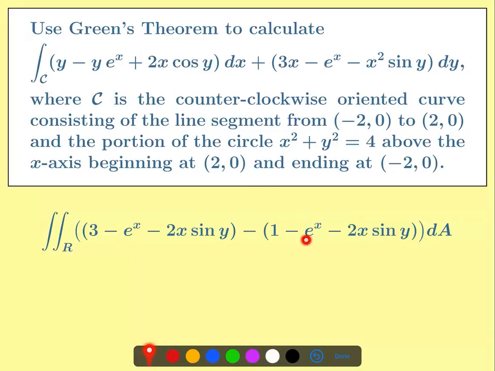The minus e to the x will cancel because we have minus e to the x minus a minus e to the x. The minus 2x sine y will cancel because we're subtracting minus 2x sine y as well. So those cancel. I'm left with 3 minus 1. So this whole thing is just 2 when I simplify.